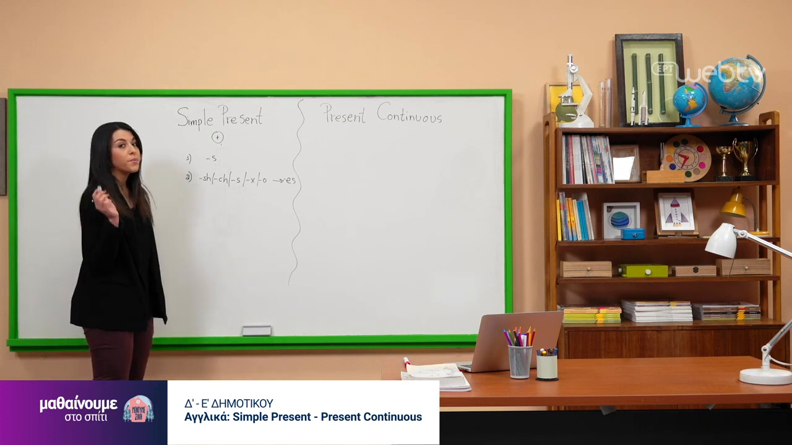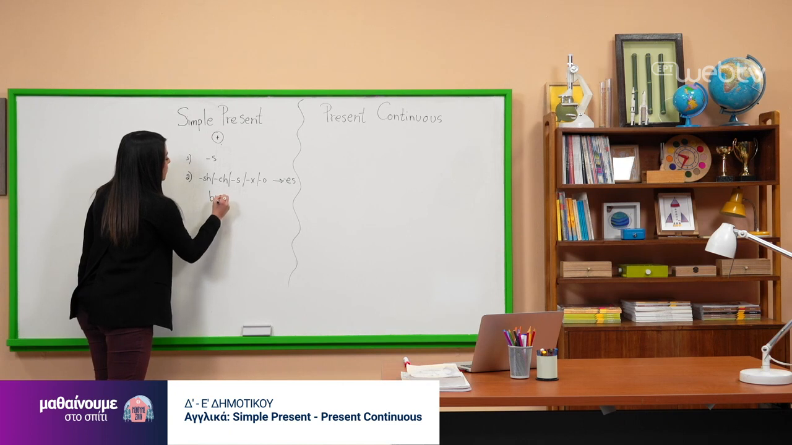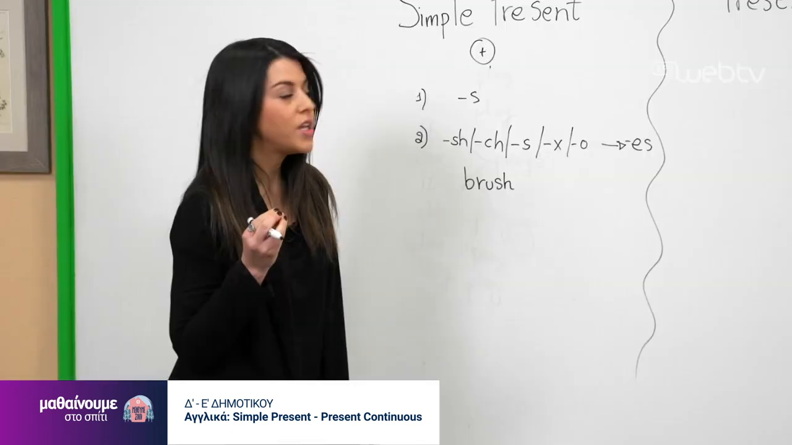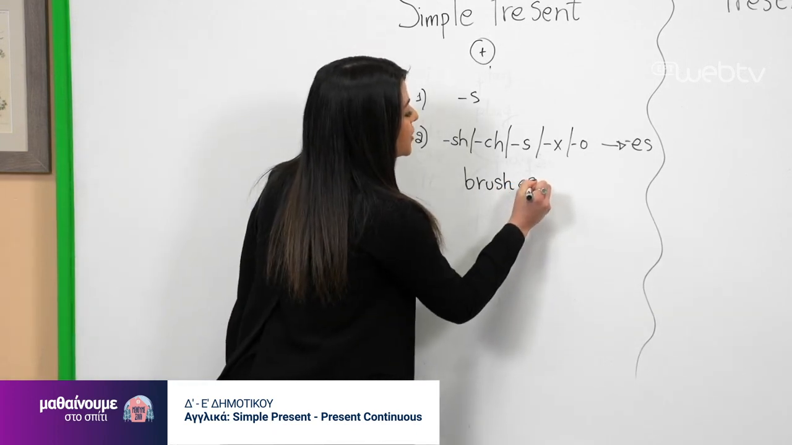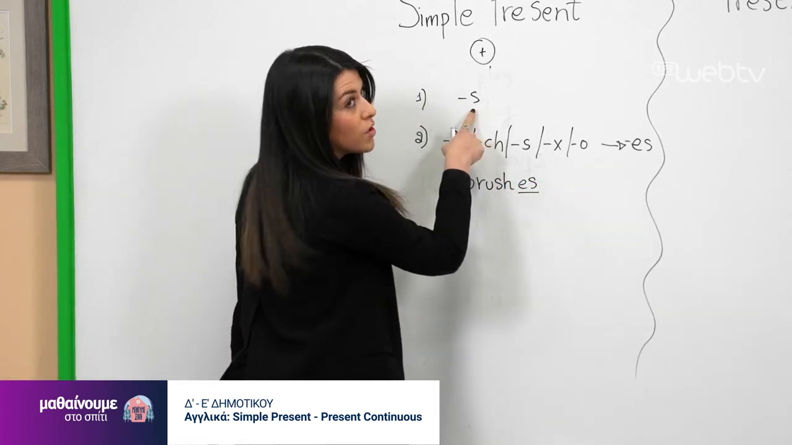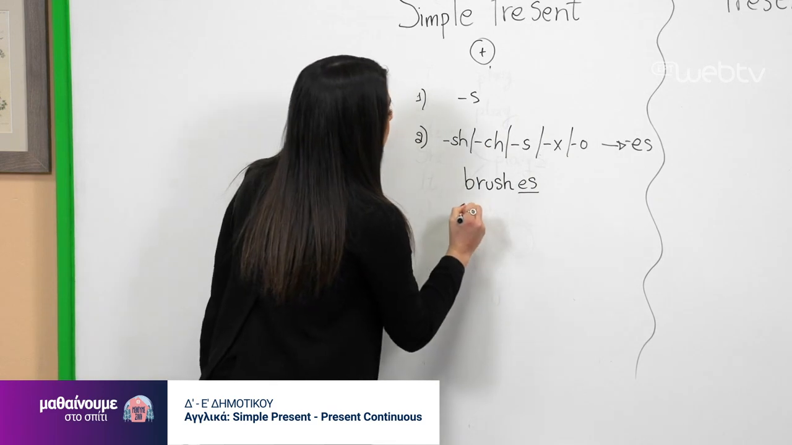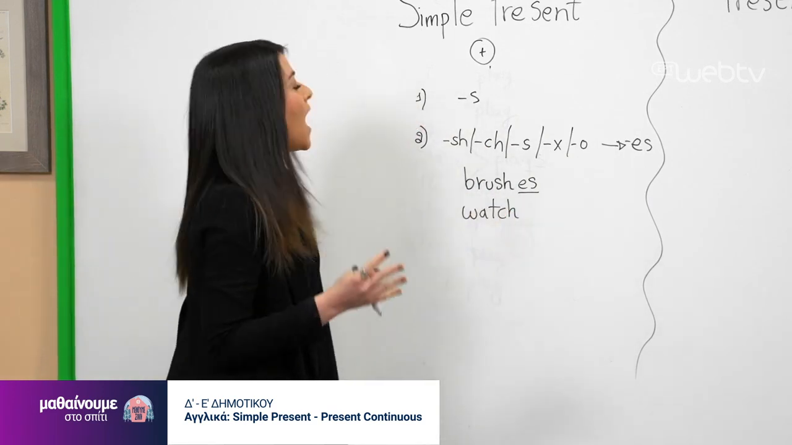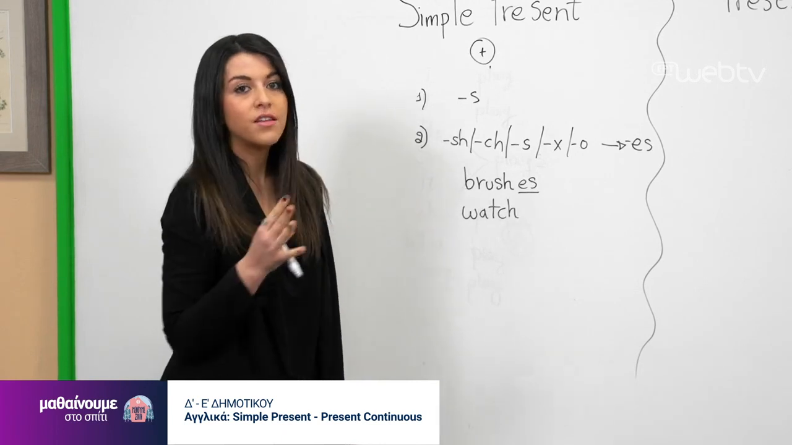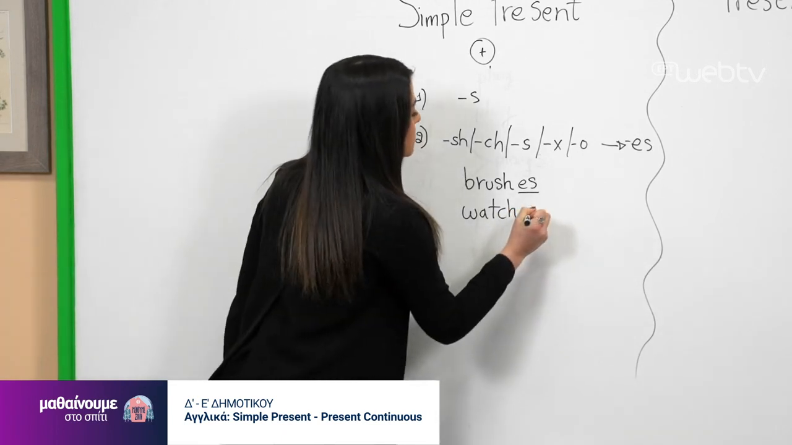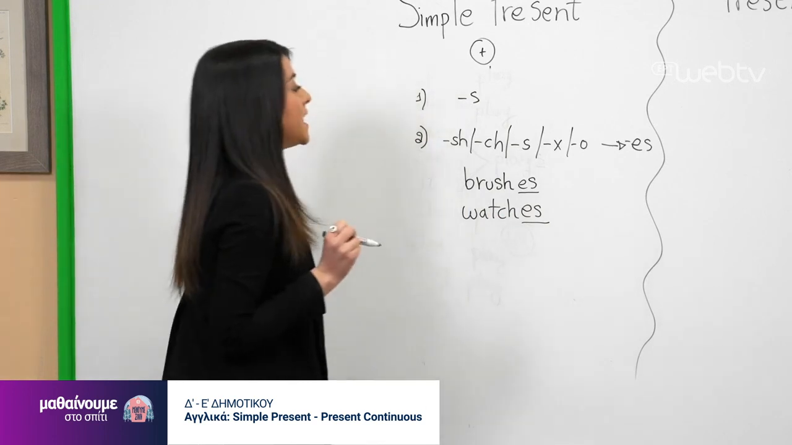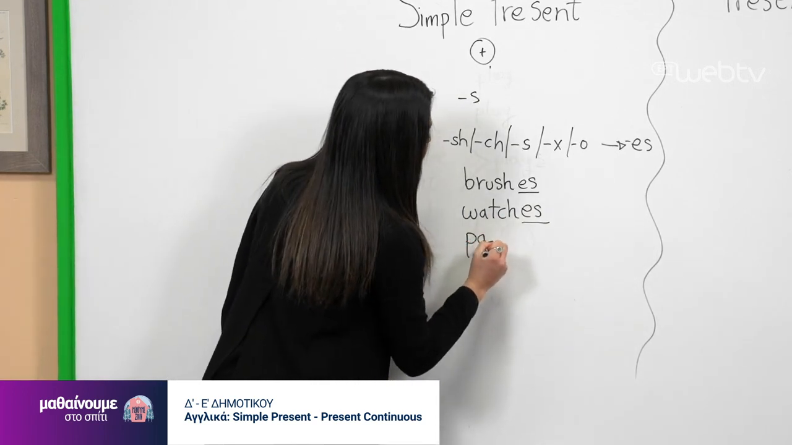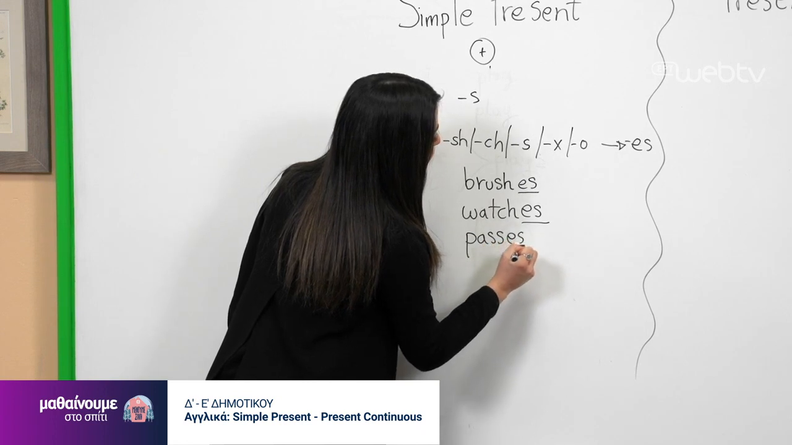Let's take the verb brush. Okay, so what happens? I brush, you brush, he, she, it brushes. Do you see? So ES, not only S. Or let's say watch. I watch TV, right? I watch, you watch, he, she, it watches. Okay? Now I pass. You pass, he, she, and it passes.